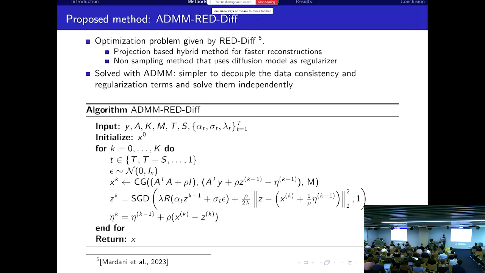Okay, so what we propose is solving the optimization problem proposed by RedDiff, which is a non-gradient-based method that allows for faster reconstructions a priori, and also it's a non-sampling method that only uses the diffusion model as a regularization term within the optimization problem. And we propose solving this with ADMM, compared to the original solution that used Adam. We believe it's simpler to decouple the data consistency and regularization terms into two different and independent problems, so we can appropriately balance each one of them as we prefer.